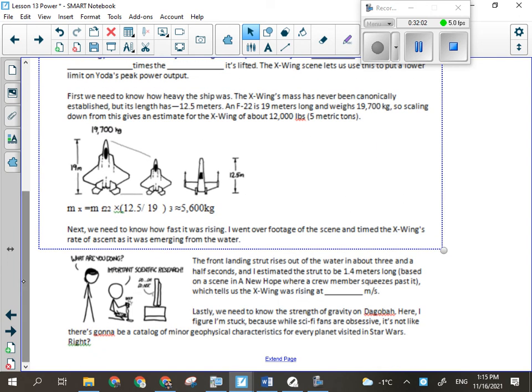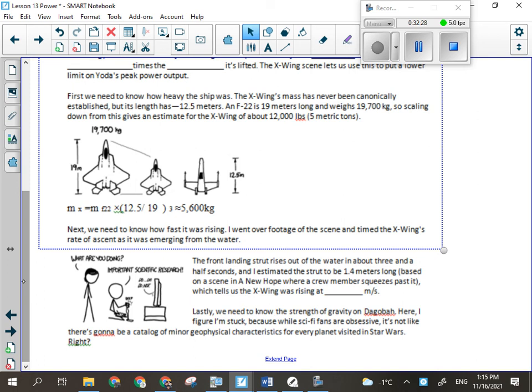Next we need to know how fast it was rising. So he went over the footage of the scene and timed the X-wing's rate of ascent as it was emerging from the water. You thought I was nerdy. This guy watched that scene with a stopwatch, and he timed it. All right. So the front landing strut rises out of the water in about 3.5 seconds.